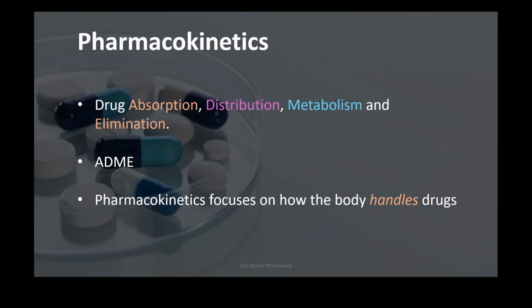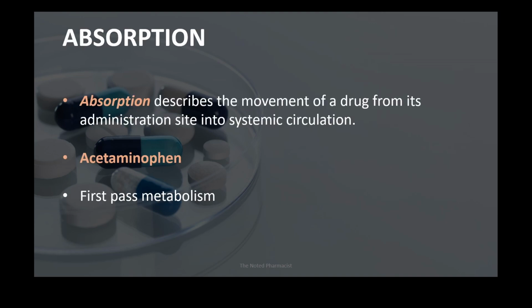Under this broad concept of pharmacokinetics, we want to briefly look at absorption. Absorption describes the movement of a drug from its administration site into systemic circulation. For example, oral drugs like acetaminophen typically have lower bioavailability due to first-pass metabolism in the liver.